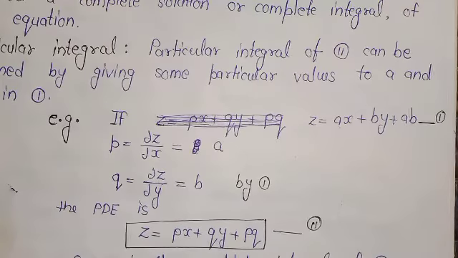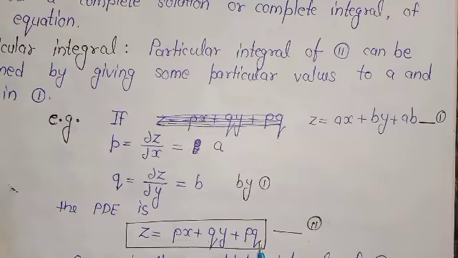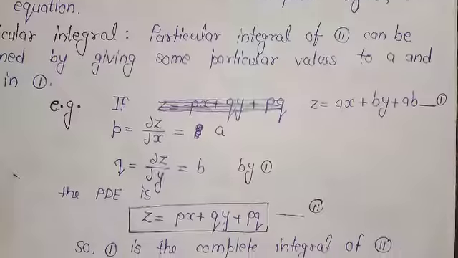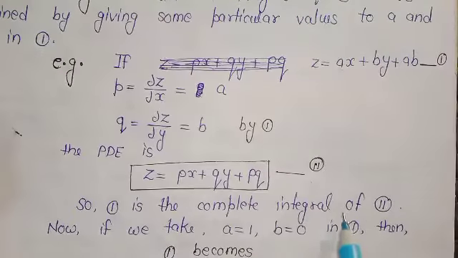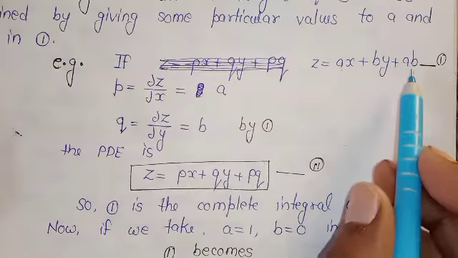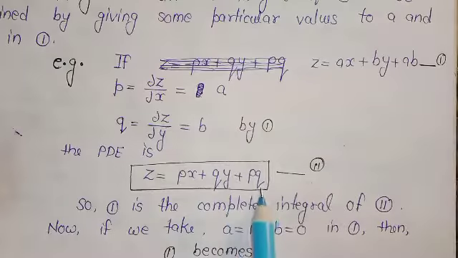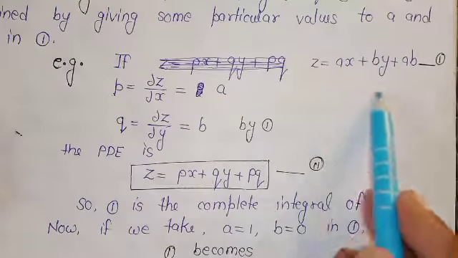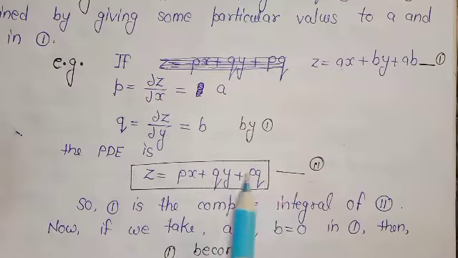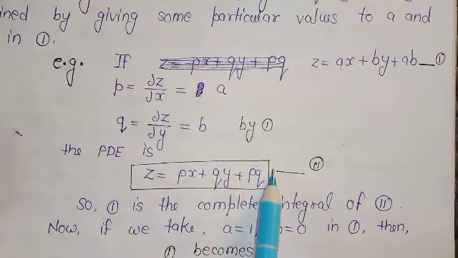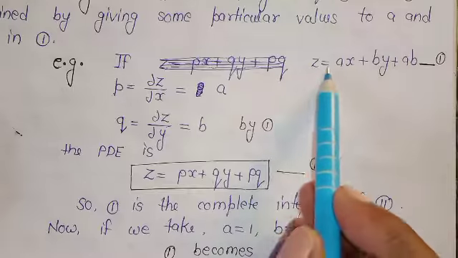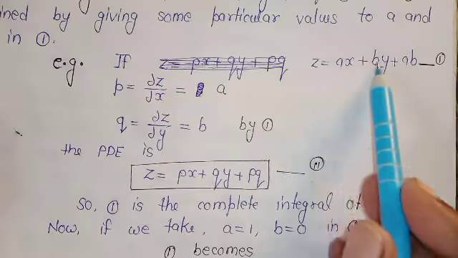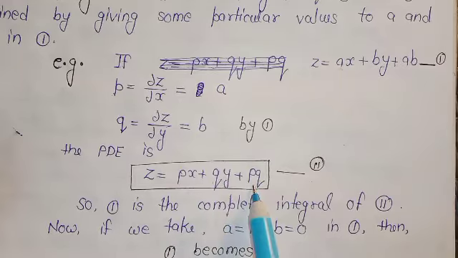which is obtained by forming the partial differential equation with the help of the given equation. So in this way we can say that the first is the complete integral of the second. This was first and this is the second. So equation 1 is the complete integral for equation number 2, because in the question we have been given this and we have to find this with the help of this. So this will be the complete integral for this equation.